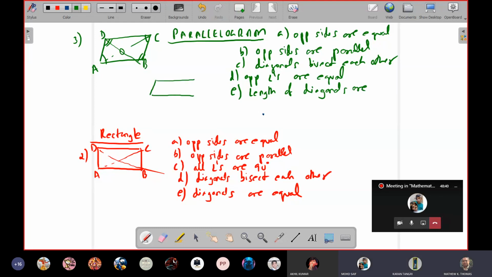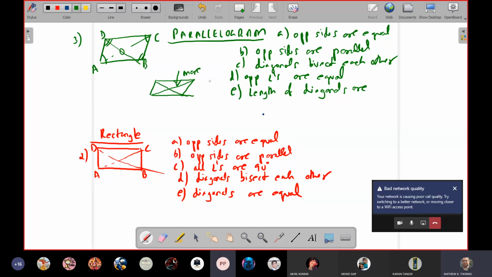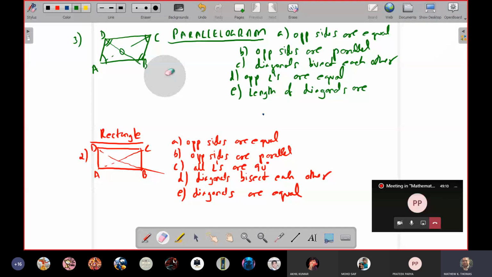See here, if I look at this parallelogram, this length will be more as compared to this. If you measure the length of the diagonal, one diagonal will be bigger than the other. You look at the diagram, AC and DB. That's because of the tilt, it is a bit tilted. The length of the diagonals are not equal. Only for square and rectangle it was equal.